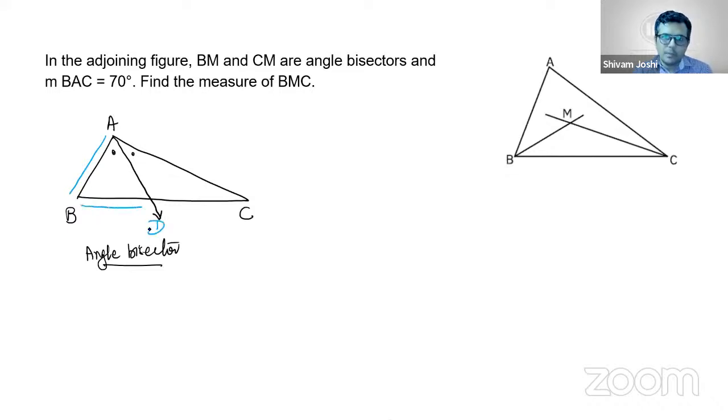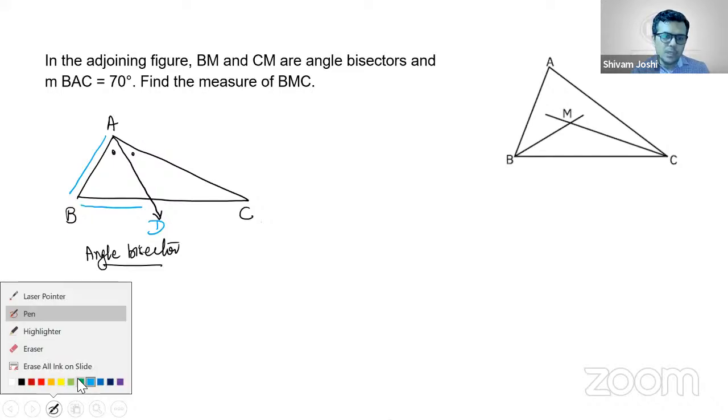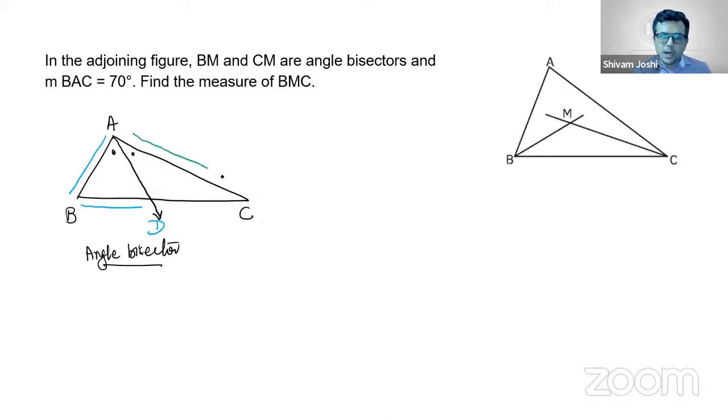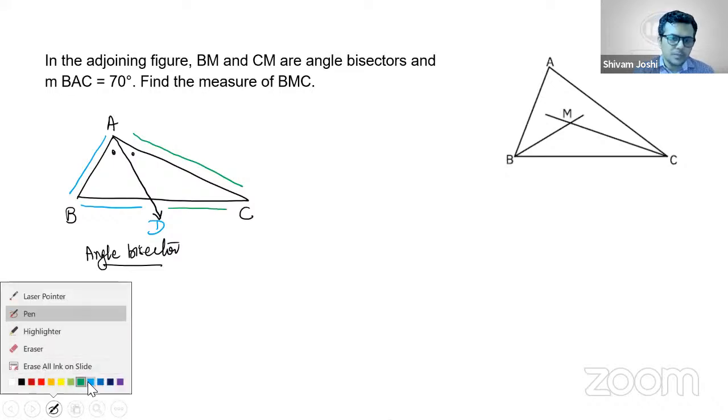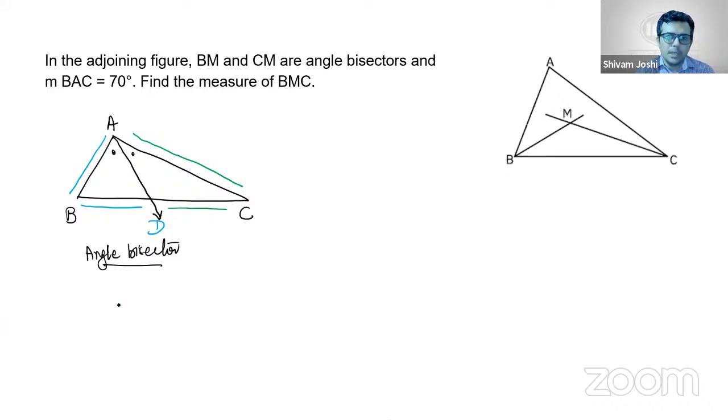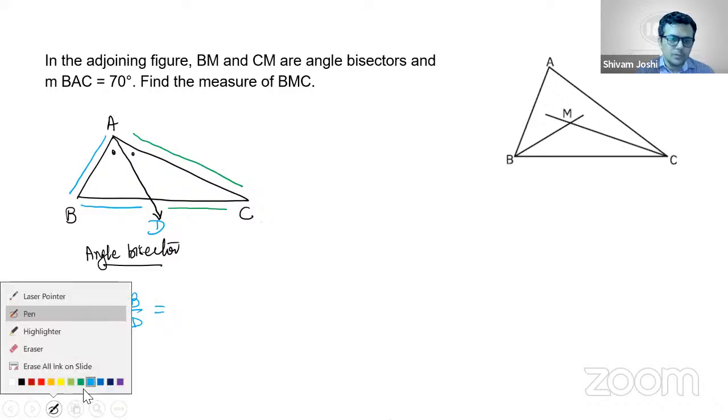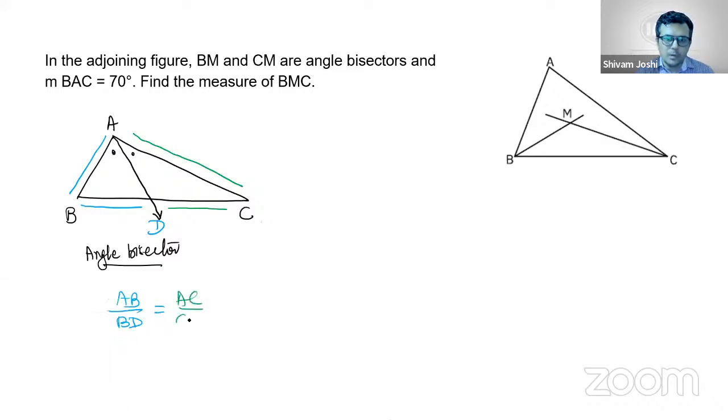suppose AD is your angle bisector. Okay, so you have a ratio of two parts of sides on the left hand side. That ratio is equal to these two parts which are on the right side of the angle bisector. Correct? So how do we write this ratio? AB upon BD is equal to AC upon CD. This ratio itself is known as the angle bisector theorem. This is known as the angle bisector theorem.